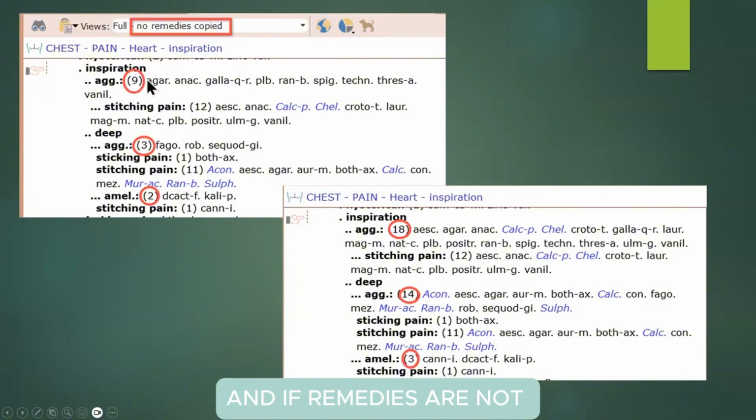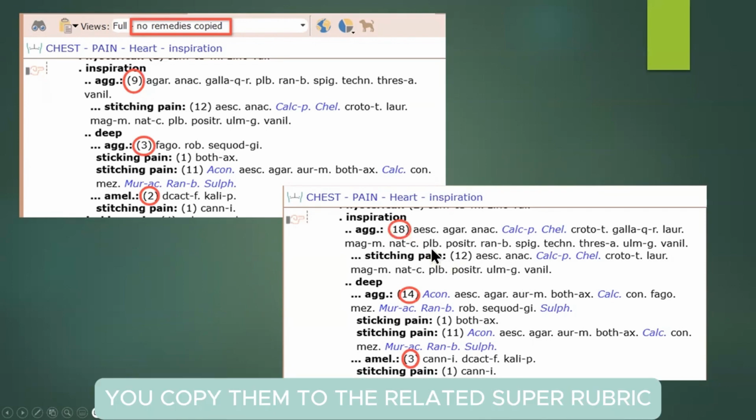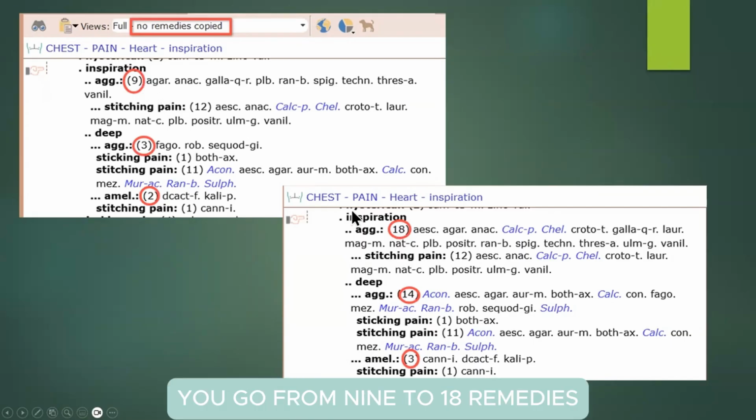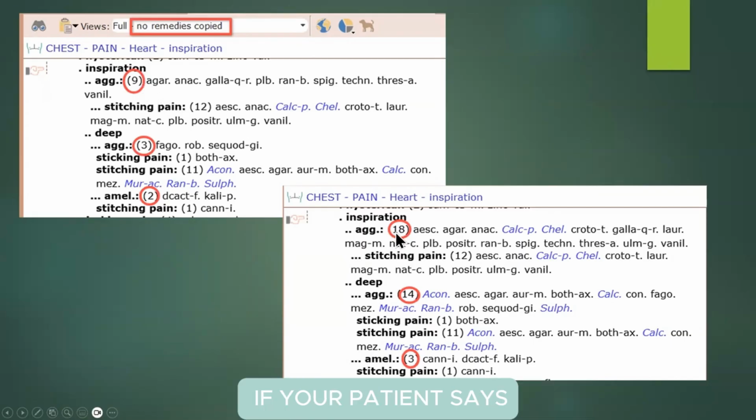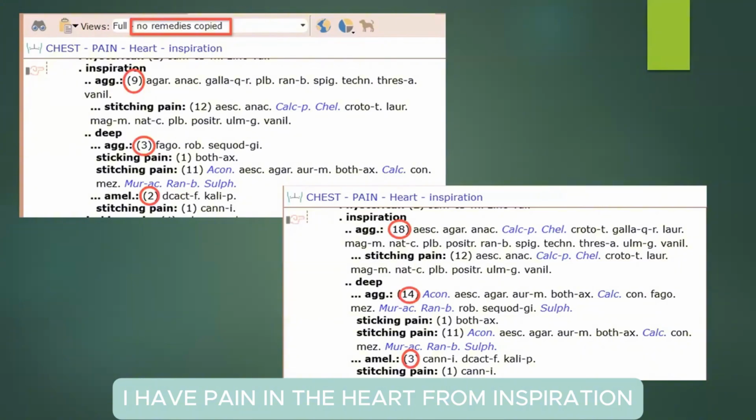And if remedies are not copied to the sub-rubrics, you find 9. But you see there is this rubric under stitching with 12 remedies. And if you combine them, you copy them to the related sub-rubric, you have 18. You go from 9 to 18 remedies. If your patient says, I have pain in the heart from inspiration.